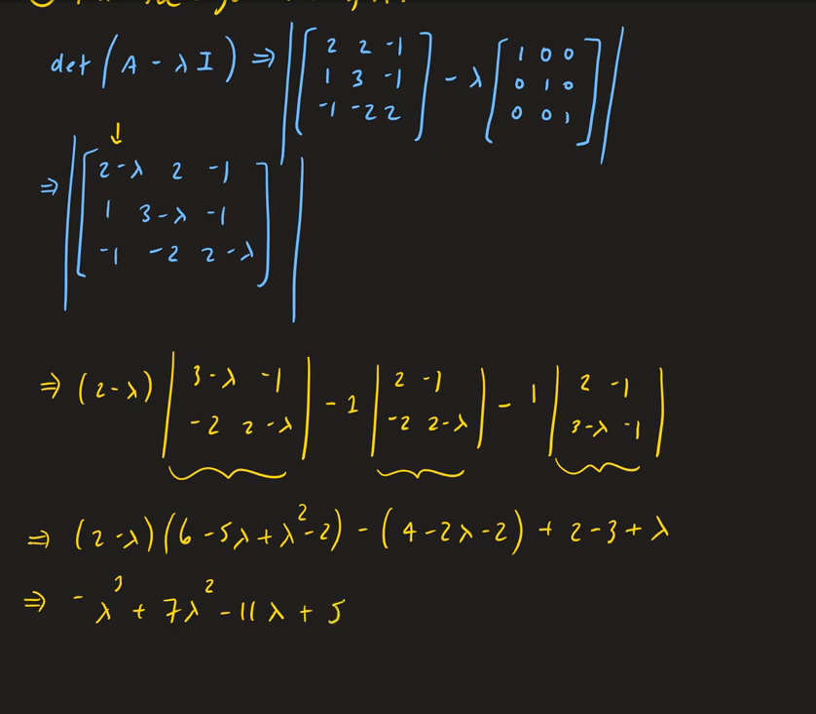Now we want to set this equal to 0 to get our eigenvalues. Solving this gives us lambda equals 1, which actually has a multiplicity of 2, and lambda equals 5. To solve this equation, you may want to review something from pre-calculus. You can use Descartes' rule of signs, and then from there you can use long division to find the roots.